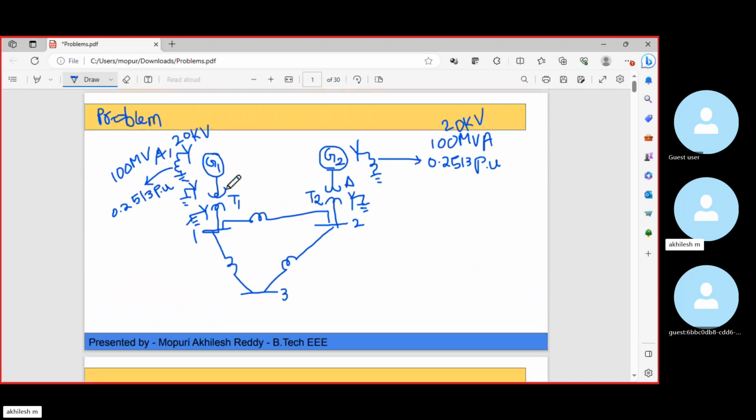Now the voltage rating we need to fix. Transformer 1 is 100 MVA. Coming to the voltage ratings, this transformer 1 is immediately connected to the generator 1, which is having a kV of 20 kV. So the primary of the transformer 1 is connected to generator 1, which is having 20 kV. So the correct order is 20 by 200 kV. The primary is connected to the generator 1. So the kV rating of the primary of transformer 1 should be nearly equal to the kV rating of the generator. So it is 20 by 200 kV.